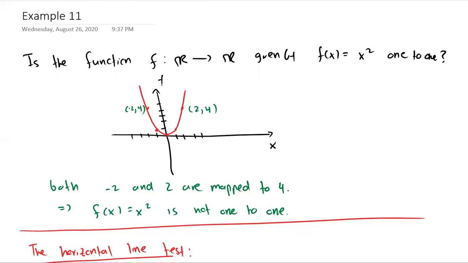So for example here, you can clearly see that this function is not one-to-one because basically anywhere you draw a horizontal line is going to cross the graph more than once. So in summary, the vertical line test is to determine if a relation is a function. The horizontal line test is to determine whether a function is one-to-one.